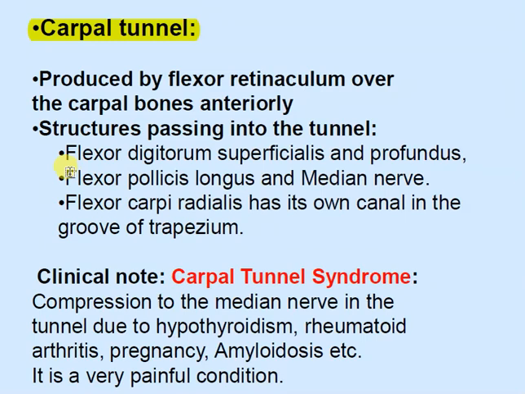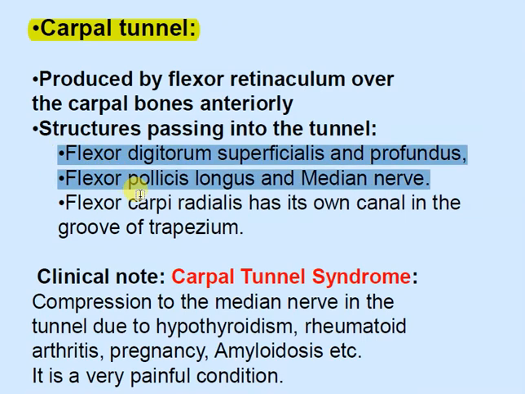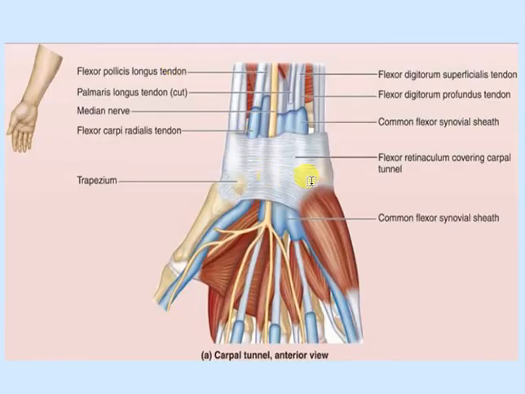Kwa hiyo hizi structure zote zinapita kwenye nini? Kwenye carpal tunnel. Unaweza kuona hapa carpal tunnel jinsi ilivyo, na jinsi gani hizi nerve, kwanza median nerve inapita hapo kwenye carpal tunnel. Unaona kuna flexor carpi radialis tendon, yaani all of these structures zinapita pale, ili zisidislocate. Unaona? Sasa sometimes this can undergo inflammation.